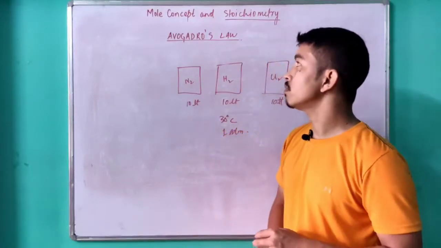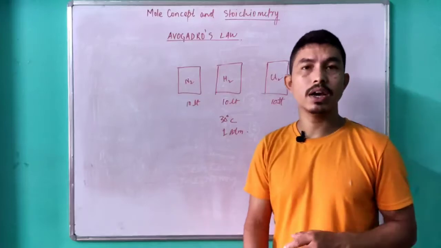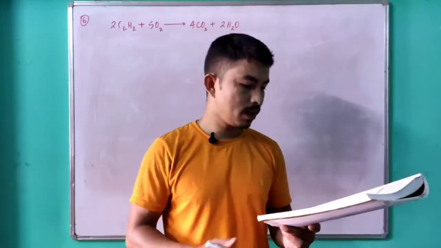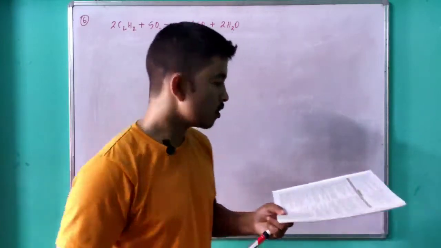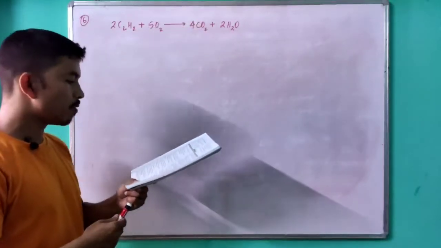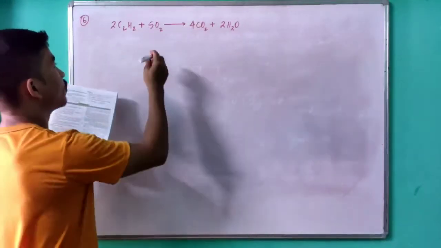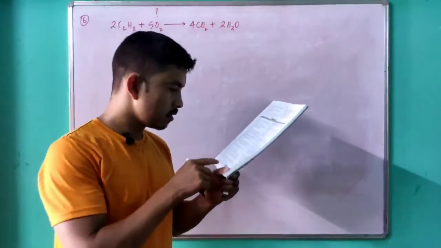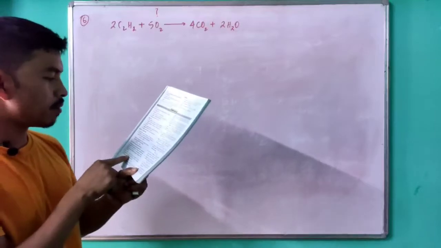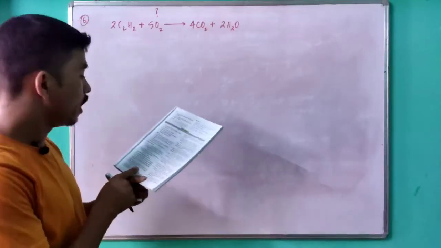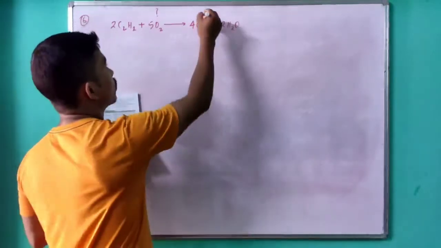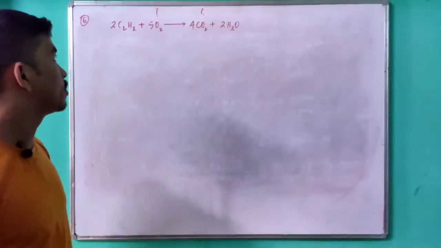Now we'll try to solve a few numericals related to Gay-Lussac's law. From your textbook exercise 5A, I have chosen question number 6. The question asks what volume of oxygen will be required to burn completely 400 ml of acetylene, that is C2H2, and also you have to calculate the volume of carbon dioxide produced. So you need to find two quantities.